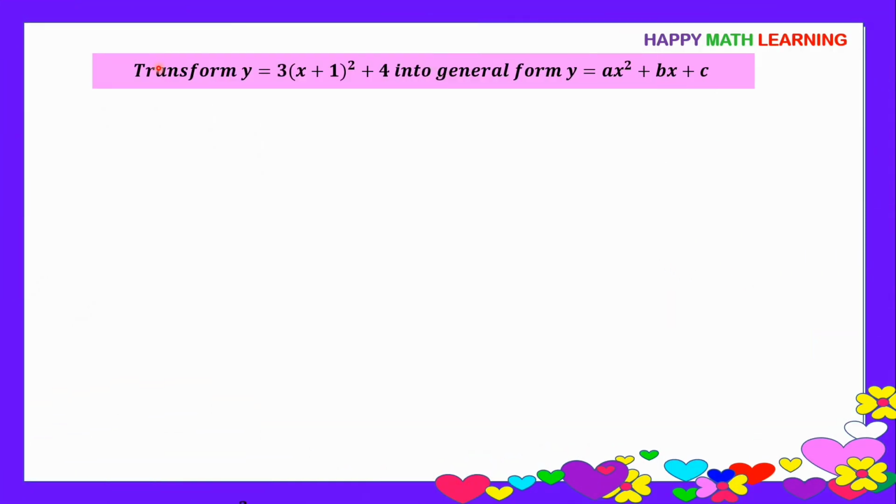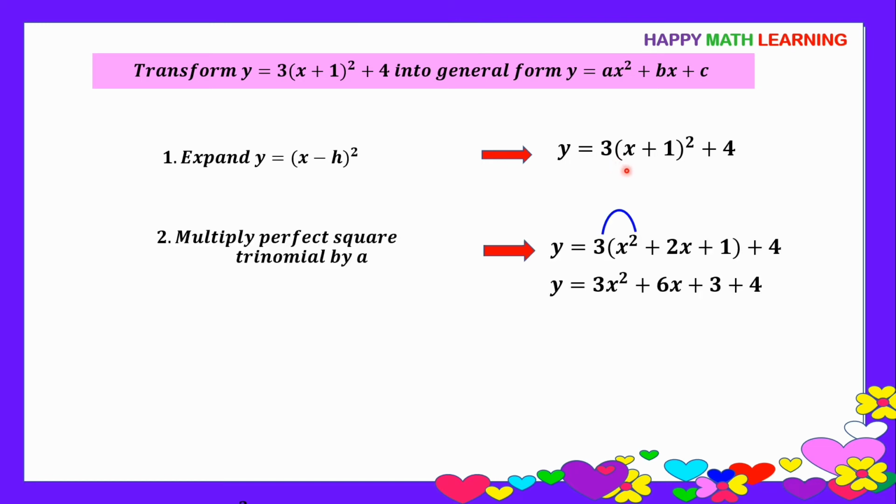Another example. Transform y equals 3 times the quantity of x plus 1 squared plus 4 into general form y equals ax squared plus bx plus c. First step, expand y equals the quantity of x minus h squared. y equals 3 times the quantity of x plus 1 squared plus 4. The square of binomial x plus 1: x times x equals x squared, x plus x equals 2x, 1 times 1 equals 1.